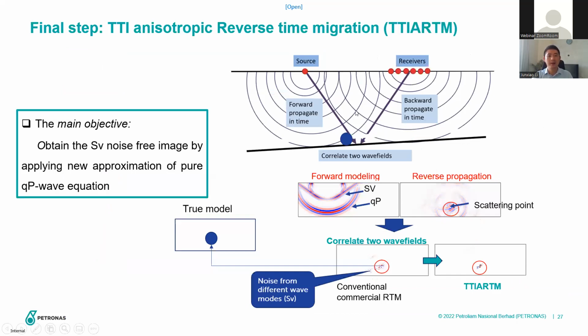In the conventional RTM, when we do the forward and backward simulation in the elastic wavefield, the SV wave will inevitably influence the final cross-correlation, contributing a kind of noise in the imaging process. So our target of this TTI reverse time migration is to obtain an SV-noise-free image by applying a new approximation of the qP wave equation.